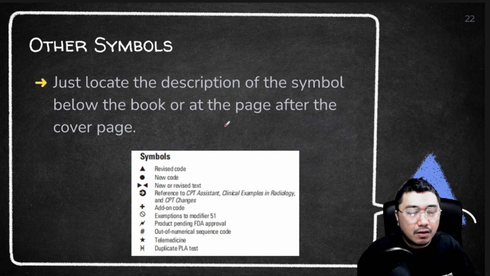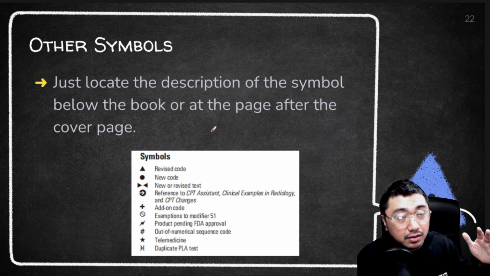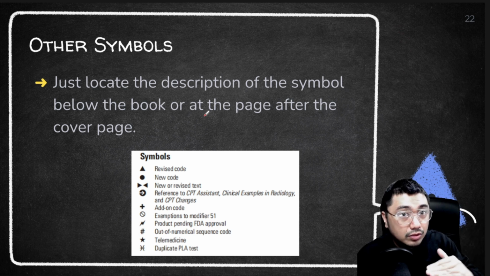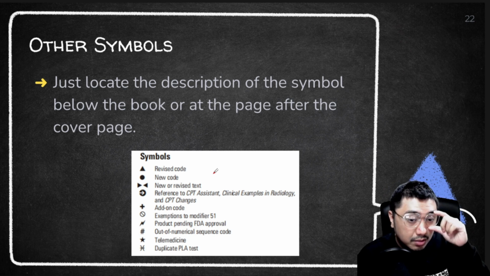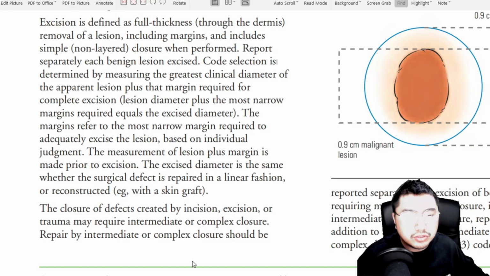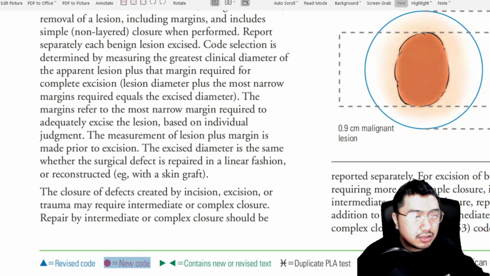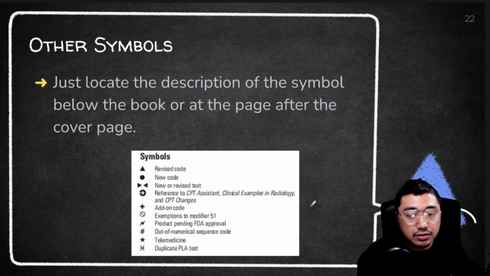All right, other symbols. I already mentioned this one earlier. You can check the cover page; right after the cover page is where the symbols are located, or below the book. You can check the symbols themselves. So if, for example, there's a question about what a red circle indicates, just like on your screen, you have your new code symbol there. That indicates a new code. So that's a bonus question for you.